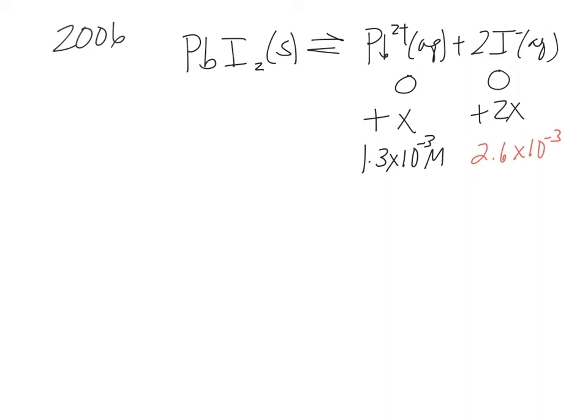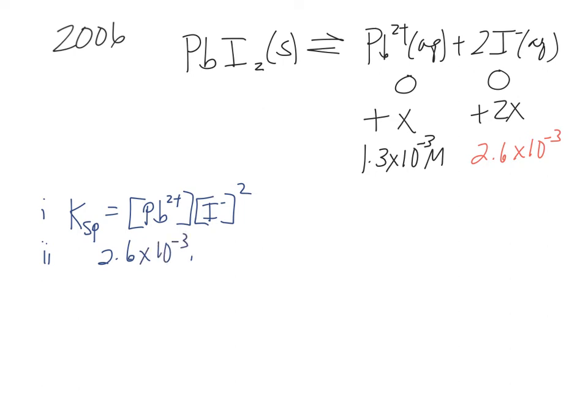And part 1 says write the equilibrium constant expression, so Ksp is going to equal the concentration of Pb2+ times the concentration of I- squared. That's part I. Part II is going to be calculate the molar concentration of I- in the solution. We just did that. 2.6 times 10 to the minus 3 molarity is equal to the concentration of I- in the solution.